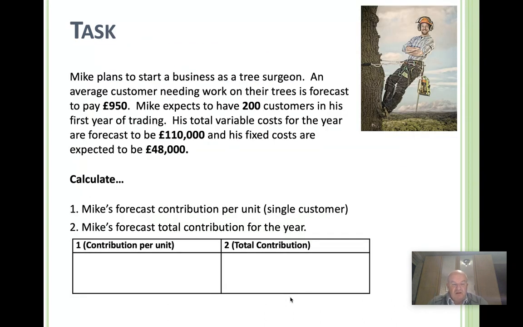There's a task there I'd like you to take a quick look at, okay? And again, I'm going to give you some time to consider that. There are a range of different items there. In this case, Mike is a tree surgeon, and there are some costs. It tells us a little bit about what his total variable costs are and what his fixed costs are. So you should be able to calculate the contribution per unit and also the total contribution for the year. So have a go at that question, and then we'll revisit it once you've had a go at that.